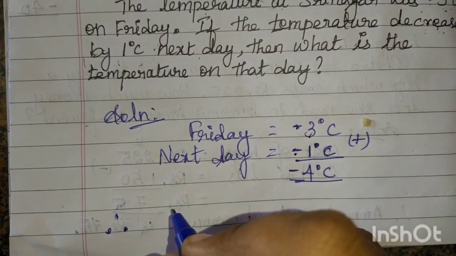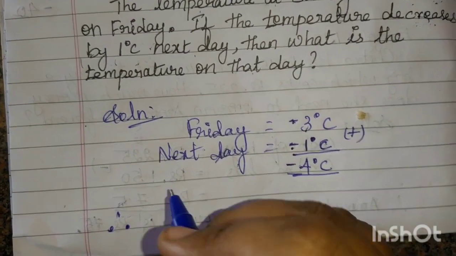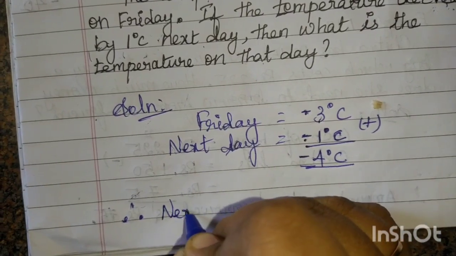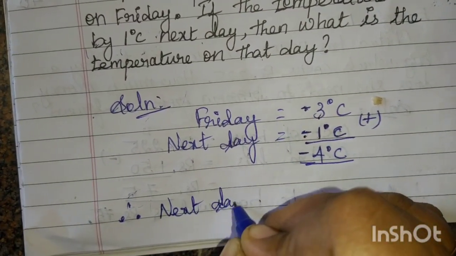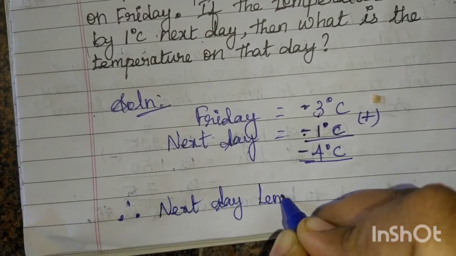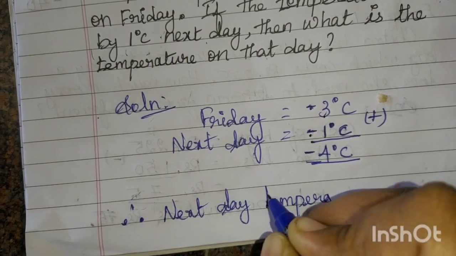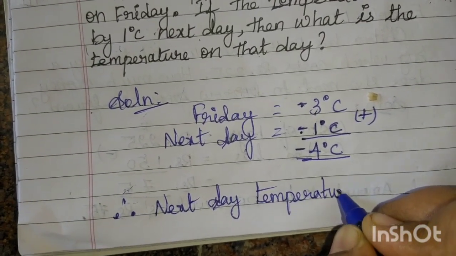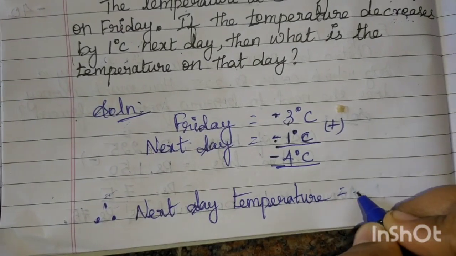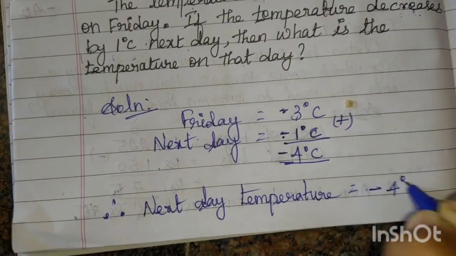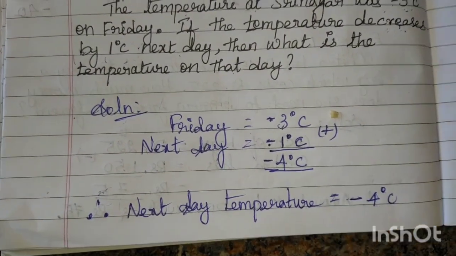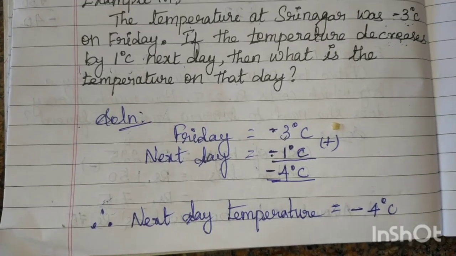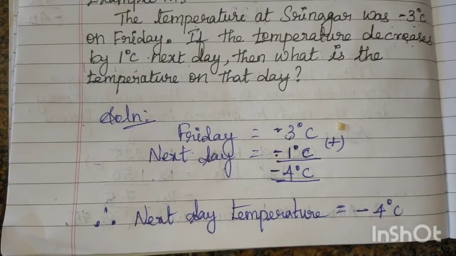Therefore, next day temperature is equal to -4 degree Celsius. Okay, are you clear? Listen children, here only you may have one doubt.